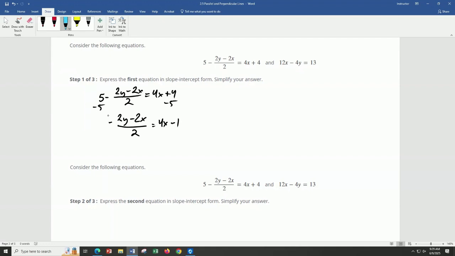How about we come in here and multiply both sides by what? 2. Yeah, let's multiply both sides by 2. That way we don't have to worry about the fraction anymore. Notice this fraction is going to reduce out on that side. Do the math to the second side and you're going to be left with, I'm going to come up here so I have more room, negative (2y minus 2x) is equal to 8x minus 2.